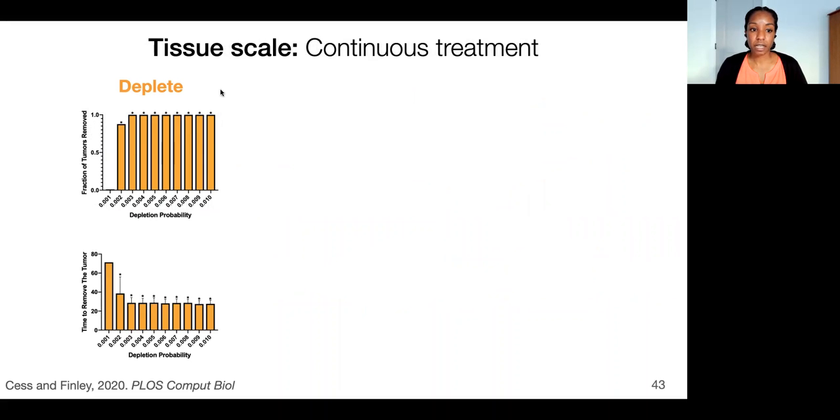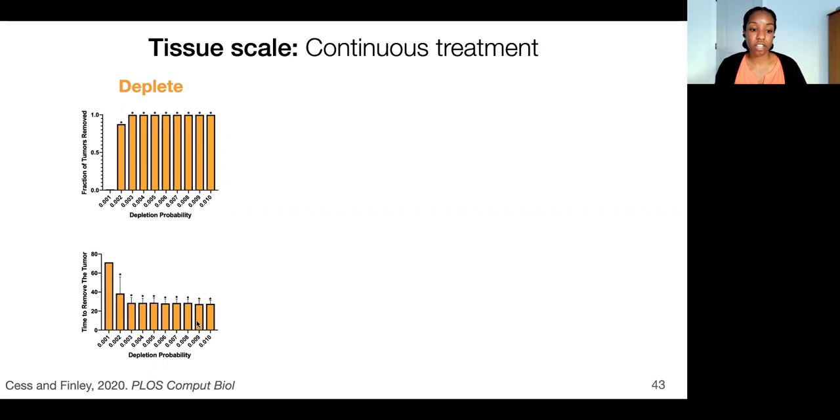We looked at the fraction of tumors that are removed for each of the 3 treatment strategies. Again, we're running the model 100 times or more. We can say out of those 100 times, how many of the tumors are eliminated due to this treatment. And we can change the depletion probability or the strength of the treatment and see how effective it is. And so we can see that there's a sharp increase in the effectiveness of this treatment strategy with just a small change in the depletion probability. And then as you continue increasing, all the tumors are eliminated.